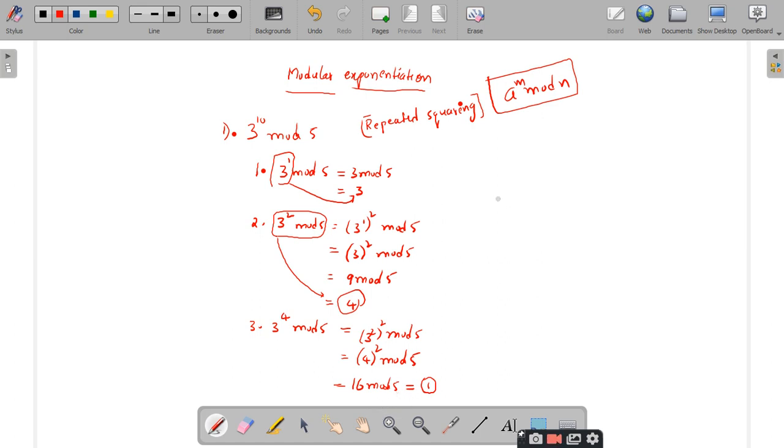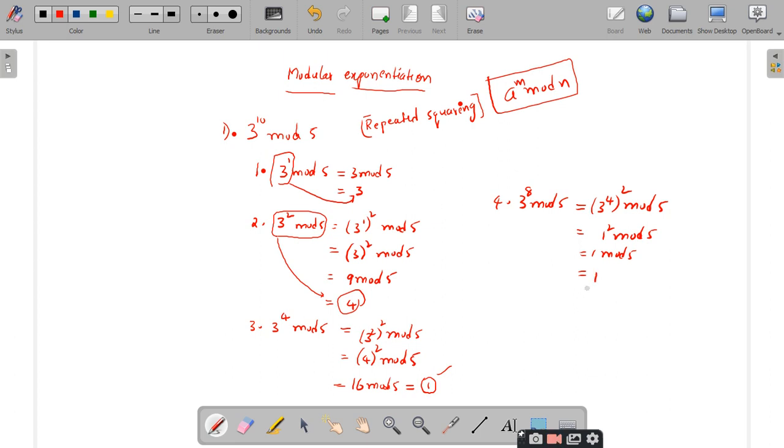Why? Because, for example, if I want to square this one, what will I get? 3 power 8 mod 5. Am I right or not? How can I write this 3 power 8 mod 5? 3 power 4 whole square mod 5. What is 3 power 4? I have calculated it as 1. So, 1 square mod 5 is equal to 1 mod 5.